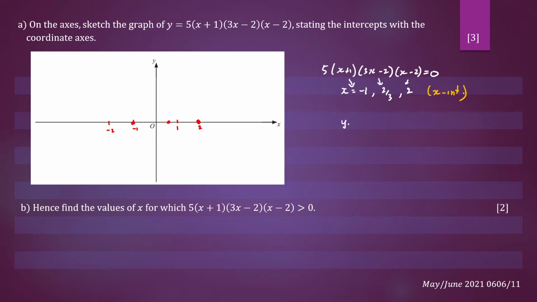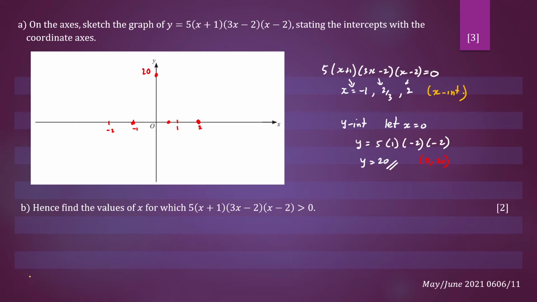So the next step is to find the y-intercept. To do that, we'll just let x equal 0. The y will equal 5 times 1 times -2 times -2. So y equals 20. So this will be your y-intercept, which is the coordinate (0, 20). So the x and y scale are different, so let's just mark 20 here somewhere.